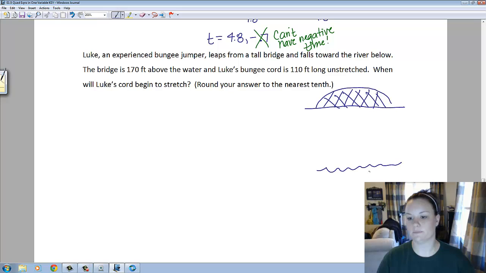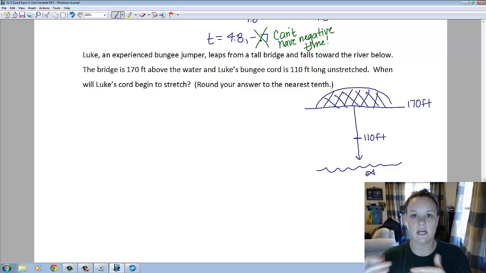What we know is that the bridge is 170 feet above the water. So that means the bridge is up here at 170. We also know that his cord is 110 feet long, right? And then it starts stretching. So once we come down here and he hits this point where he hits 110 feet, after that it's going to start stretching. So we want to know at what height is that. So we're going to kind of work this one backwards. We know if we went all the way up to the bridge, it'd give us 170. If we come down 110 feet, that's the point at which his cord is going to start stretching.